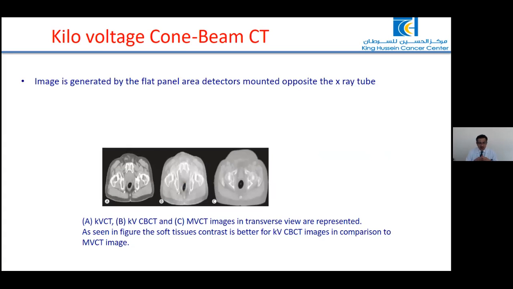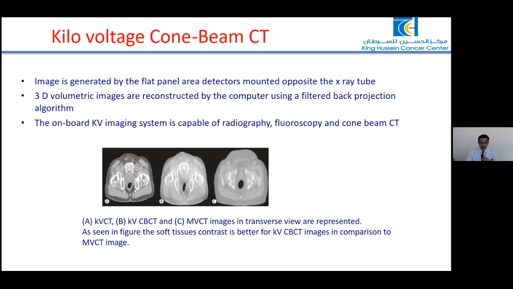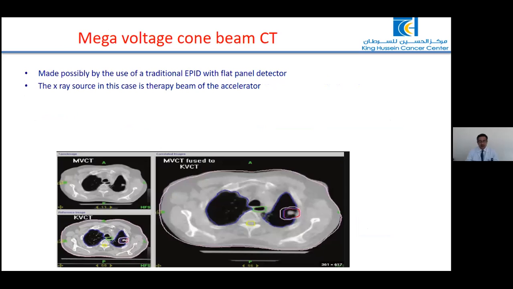Now in the kilovoltage, here, the image is generated by the flat panel area detectors mounted opposite the X-ray tube, and the 3D volumetric images are reconstructed by the computer using a filtered back projection algorithm. And on board, the KV imaging system is capable of radiography, fluoroscopy, and cone beam CT. And you can see here the difference between the CT, the kilovoltage, and the megavoltage.